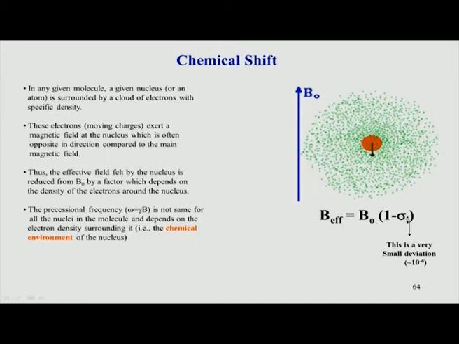So, therefore, the shielding is trying to reduce the effect of the main magnetic field at the nucleus, and this shielding is a very small number, a very small deviation, of the order of 10 to the power minus 6. If you now see the connection, the ppm typically comes from there because it is a very small deviation from the main magnetic field. So, let us see how this chemical shift varies for different atoms.